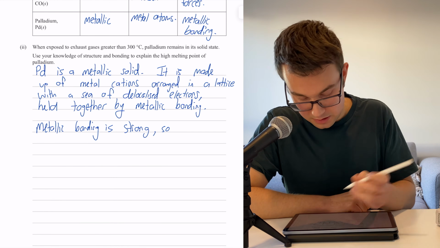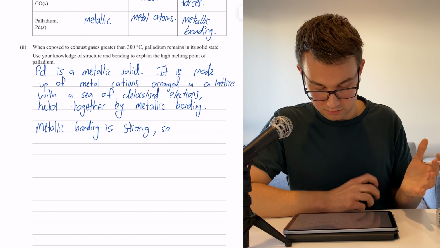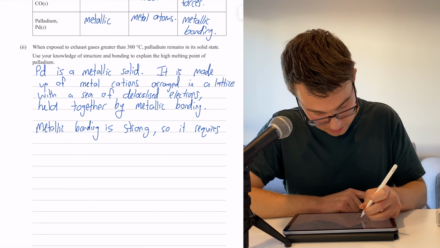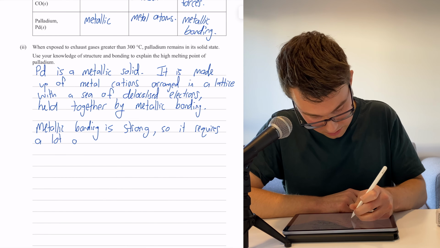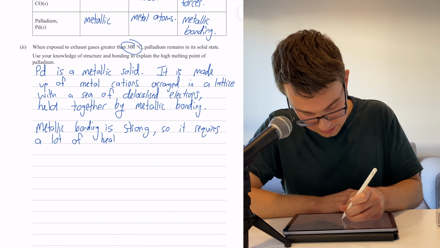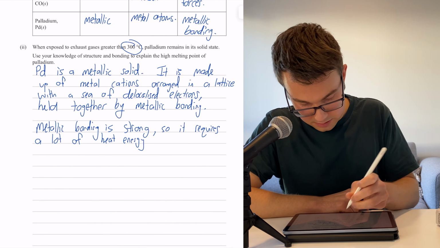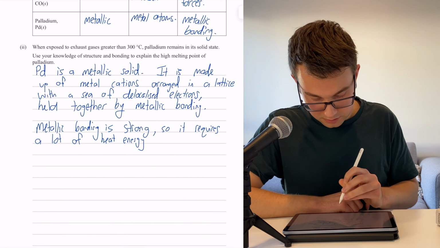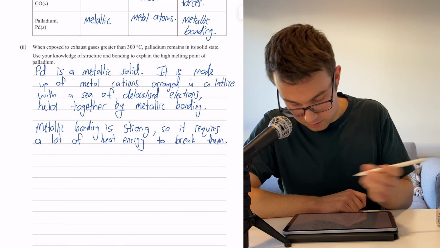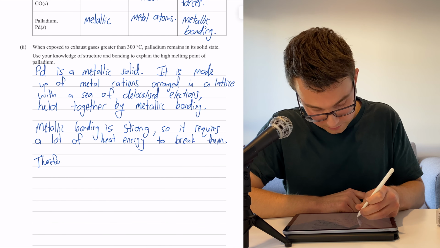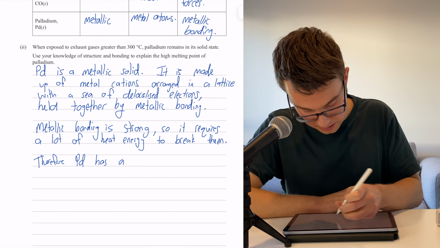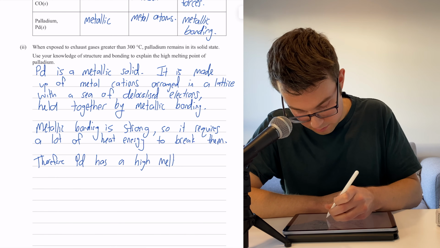So if a bond is strong, it's going to take a lot of energy to break it. It makes sense. So it requires a lot of, what sort of energy? Well, they're heating it. So let's just say a lot of heat energy. Okay, cool. So it requires a lot of heat energy to break them. Perfect. So you can just say, therefore, if it takes a lot of heat energy to break them, palladium has a high melting point.